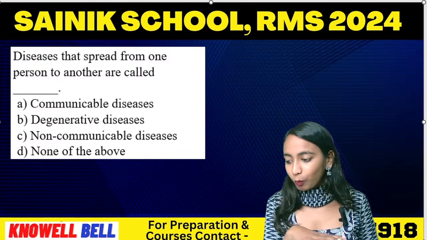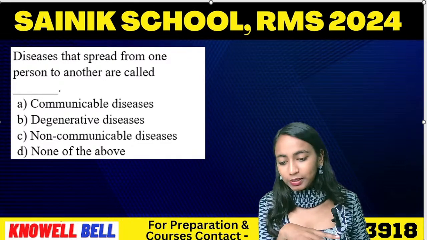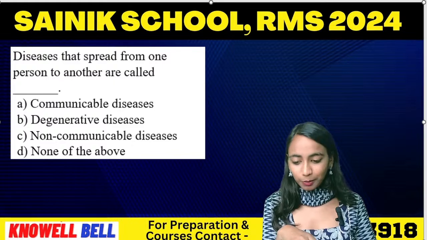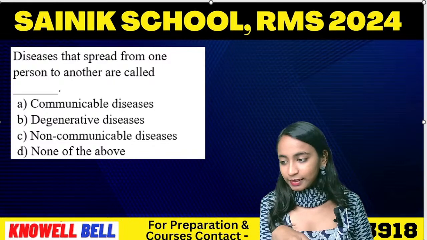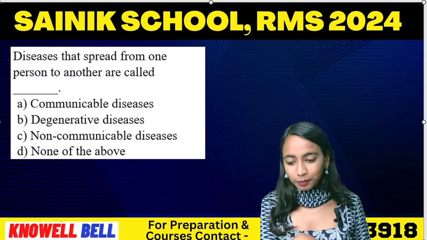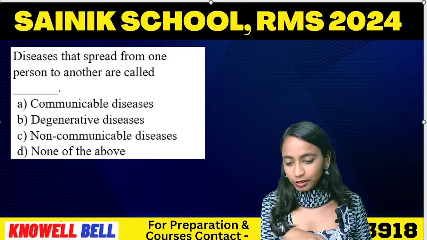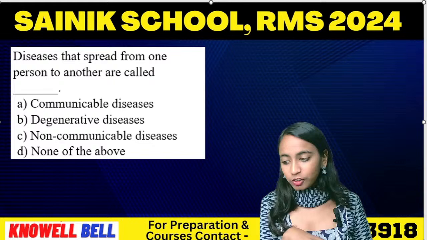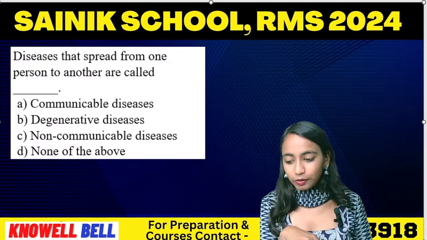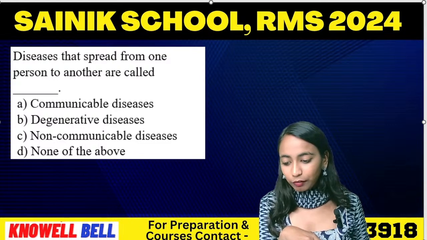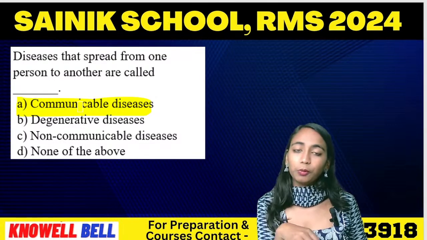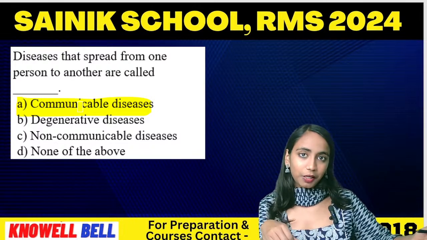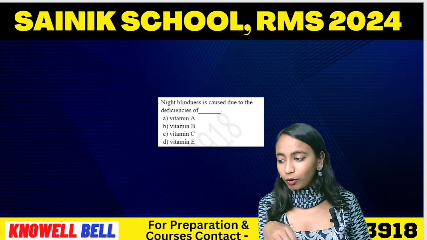Diseases that spread from one person to another person, what do we call such diseases? Communicable, degenerative, non-communicable, or none of these? So as the name indicates only, very good, everyone answered correctly here. कोई भी disease जो एक person से another person में spread होगी, उस disease को हम क्या कहेंगे? We call it communicable disease.